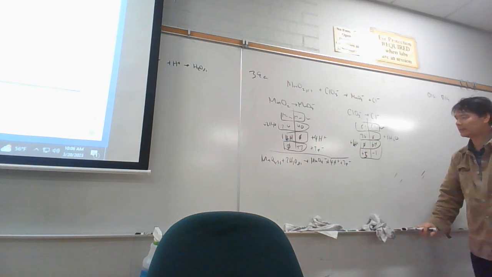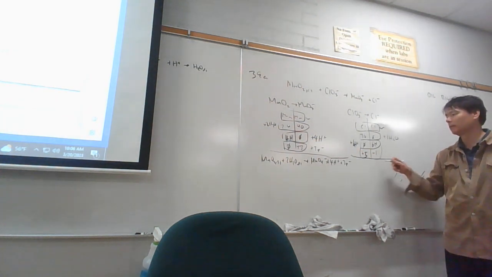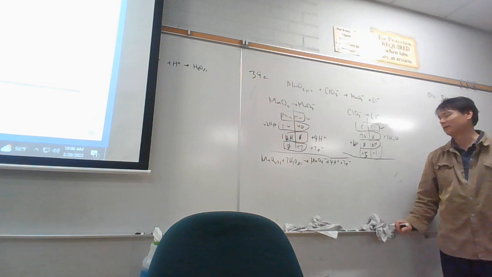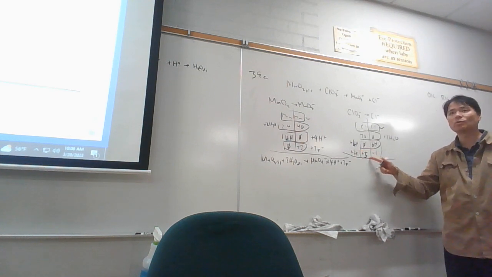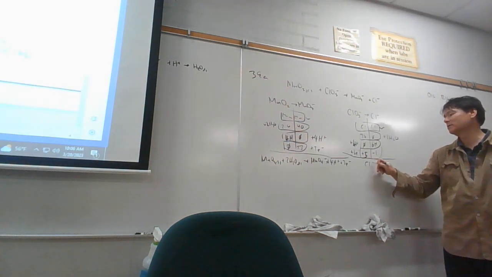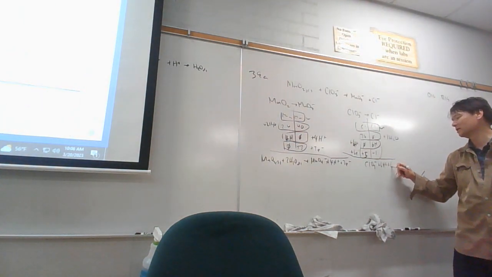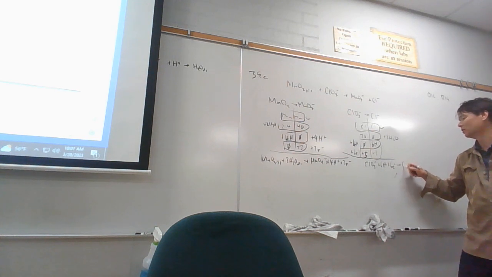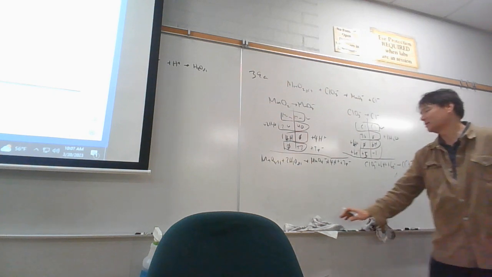So how can I get these to equal here? 5 electrons won't do it. I need 6 electrons to get the -1 and -1 on both sides. So this is going to give chlorate plus 6 H+ plus 6 electrons goes to chloride plus 3 H2O. So far everything's the same.